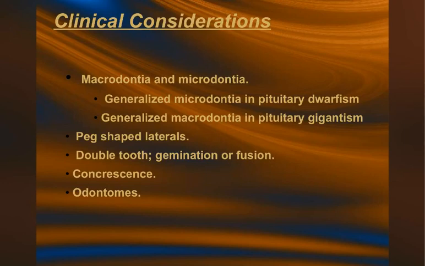Concrescence. This is one kind of fusion, but not at the level of the crown. This is a fusion at the level of the root. Odontomes. We have two types of odontomes. We have invaginated odontomes and evaginated odontomes, and we'll explain that in a minute.